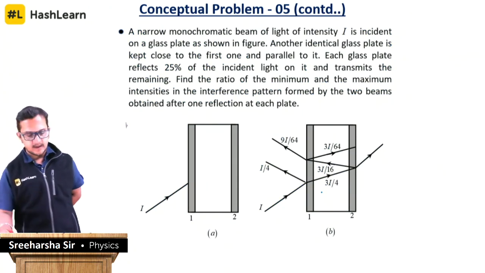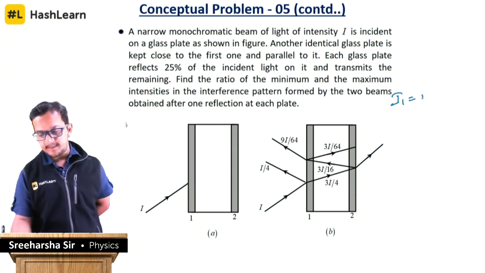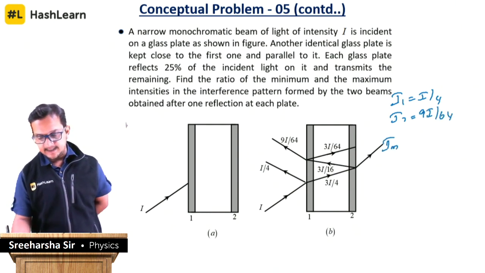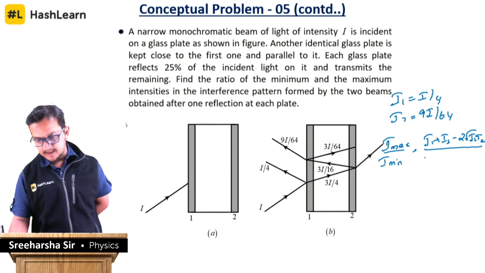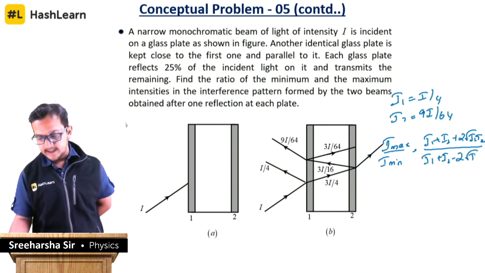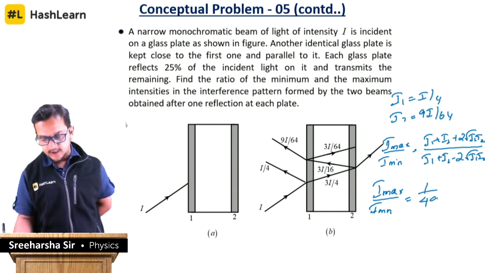So here the I1 value is equal to I by 4 and I2 value is equal to 9I by 64, and you'll have I max by I minima equal to I1 plus I2 plus 2 times root of I1 I2, divided by I1 plus I2 minus 2 times root of I1 I2. If you solve it, you'll get I max by I minima is equal to 49 is to 1, or I minima by I max is 1 is to 49.